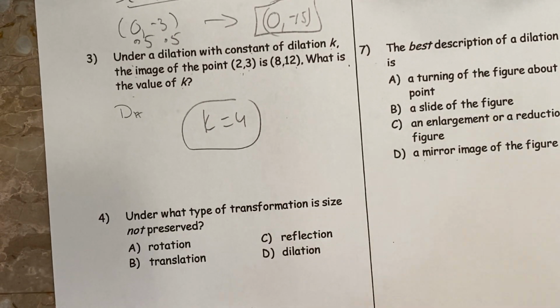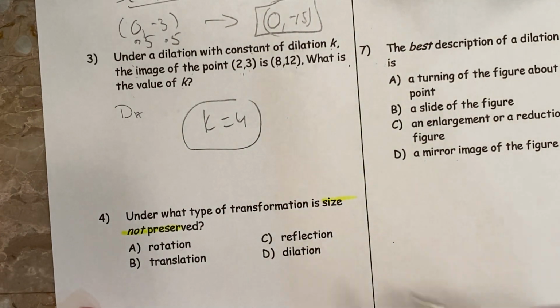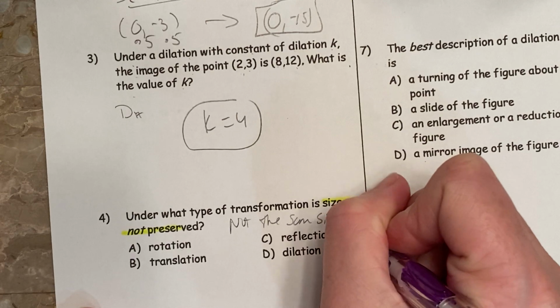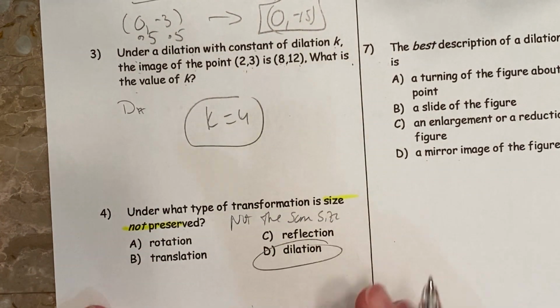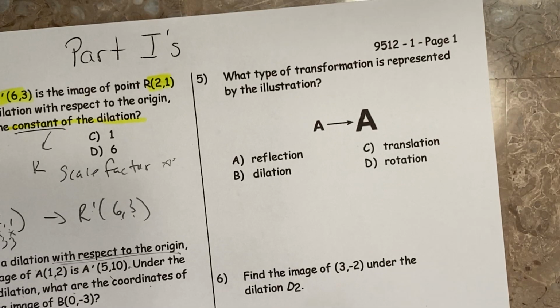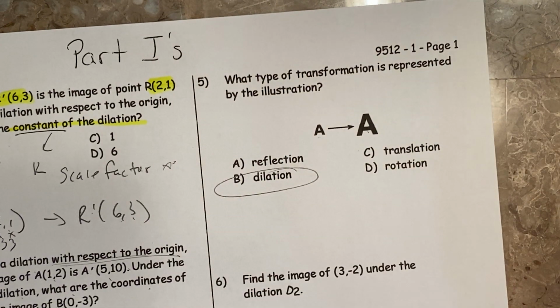All right, number 4, size not preserved. We talked about this in yesterday's lesson. So not the same size. Preserved means kind of stay the same. So which one's not staying the same? That is dilations, the only one where size changes. All right, number 5, little a to big A. Dilation is the only one that size changes.